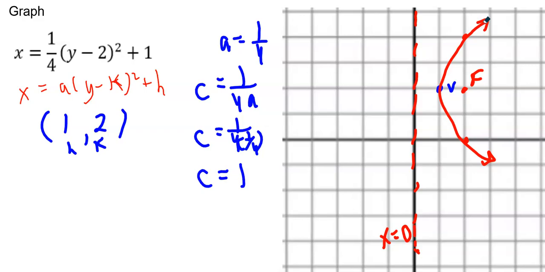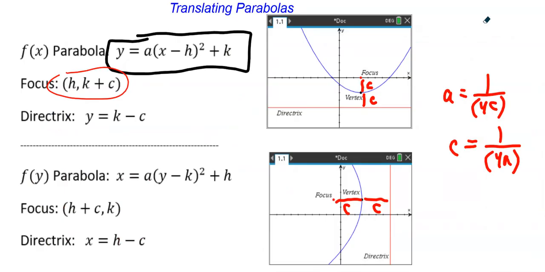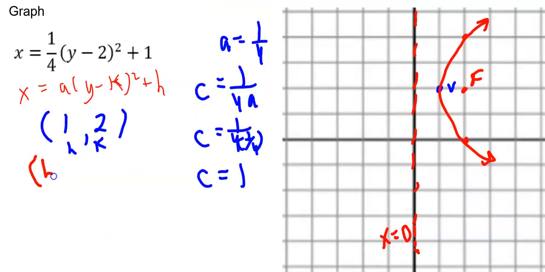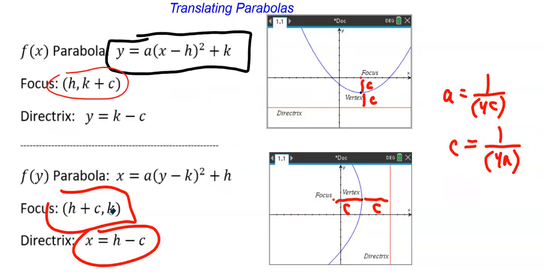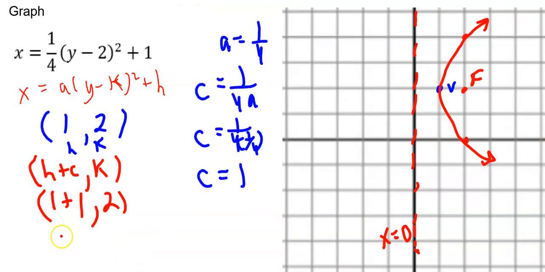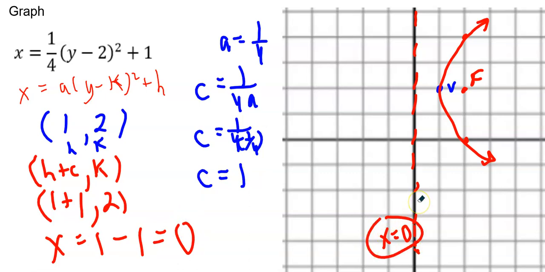Now let's just use our formulas here just in case. So h plus c comma k. Let's see if we got that focus right or not. So there'll be 1 plus 1 comma 2. 2 comma 2, it is 2 comma 2, so that looks right. And if you look at this one, x equals h minus c, x equals h, which is 1, minus c, which is 1, which is 0, x equals 0 is our directrix. So it looks like we did that one correctly.